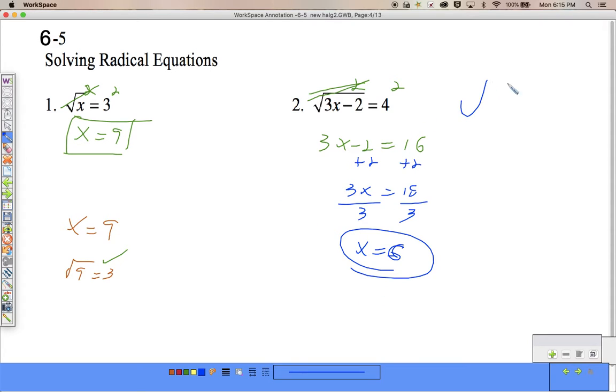All right, check it back. Make sure we're right. Square root of 18 minus 2. Square root of 16 equals 4. That's what I want. I know I have the right answer. Always take the extra couple seconds to go back and check your answers.